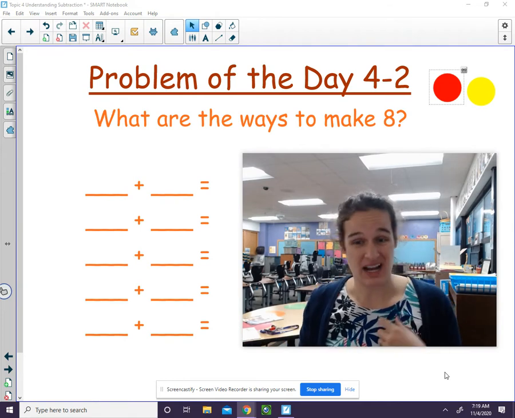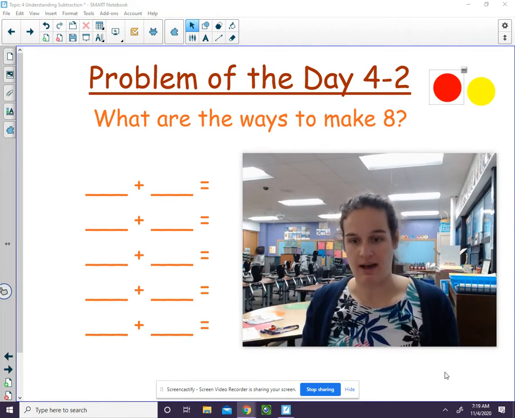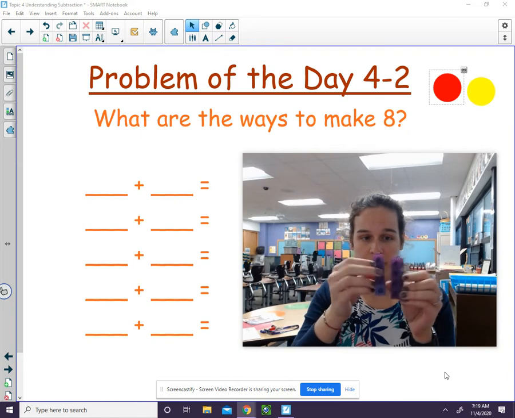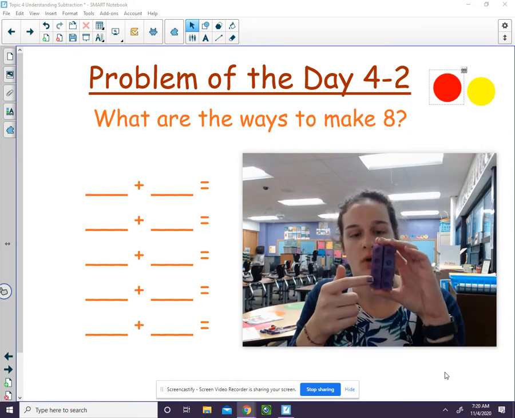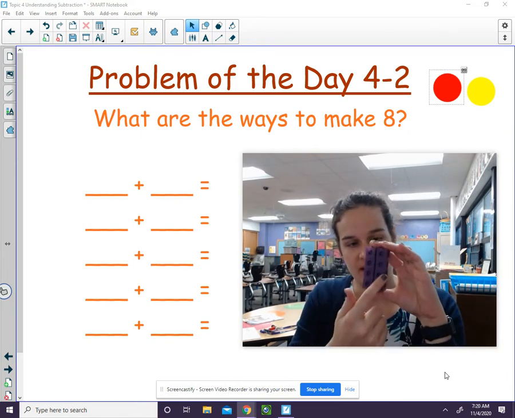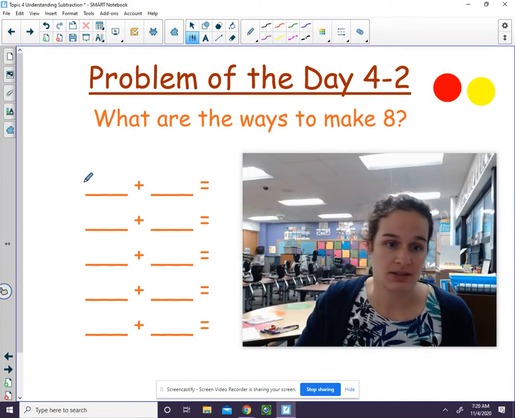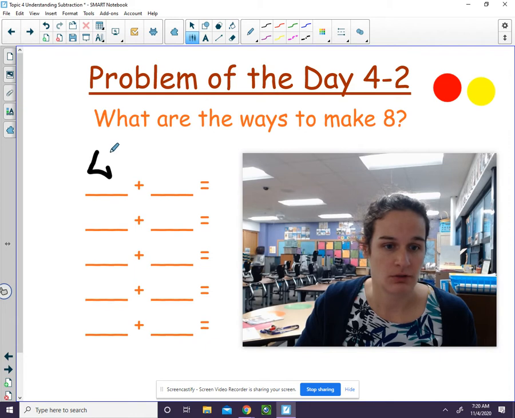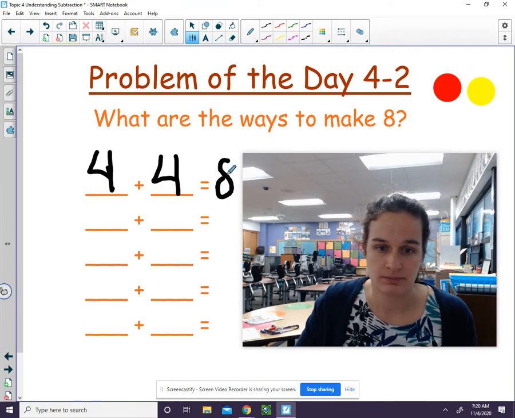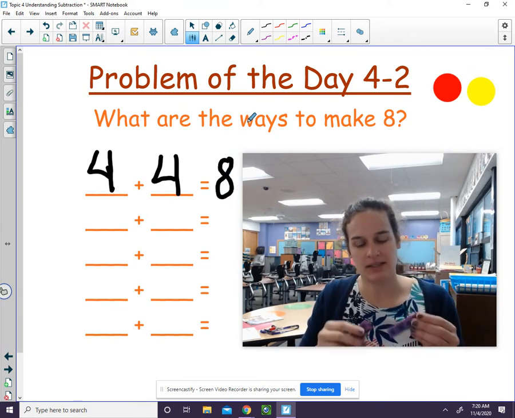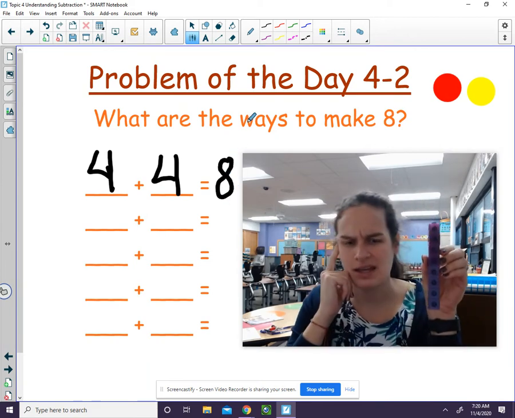Well, one of the ways that I know to make 8 is when I have 4 and 4. Let's just check. 1, 2, 3, 4, 5, 6, 7, 8. So that is one way to make 8. So 4 plus 4 equals 8. I'm going to put my cubes back together and try to think of another way to make 8.